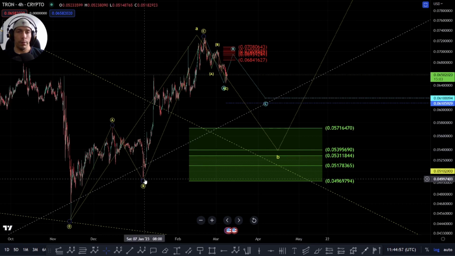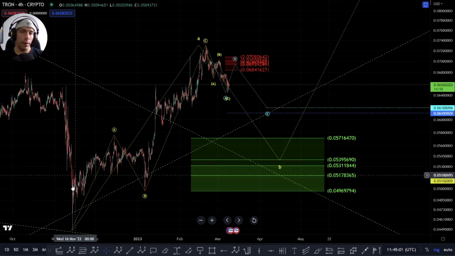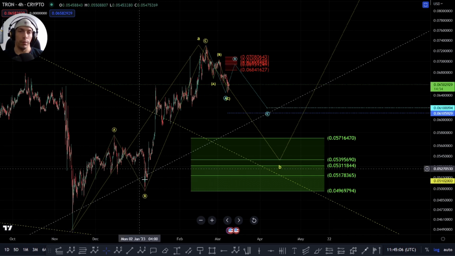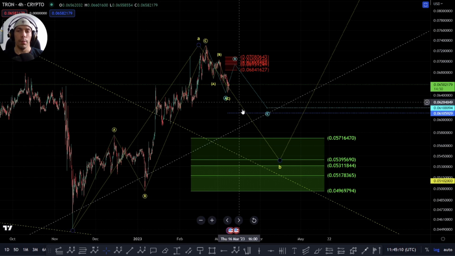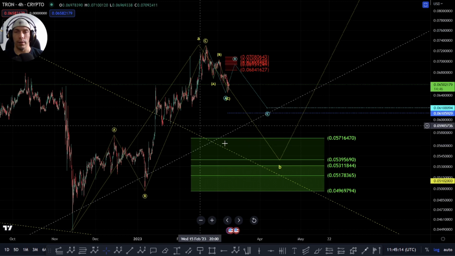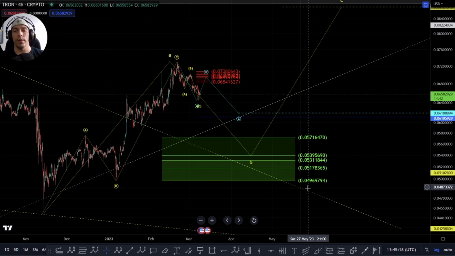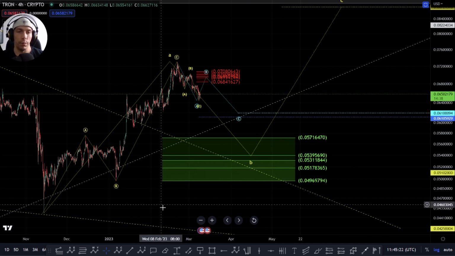So basically, the way I'm looking at this, because there's quite a lot of overlap within this structure, it is possible that we could have something in here like a diagonal where this becomes a 1, 2, 3, 4, and a 5 into here. But either way, what I want to see is a retracement back down into this zone. So the 05716 to the 0496 area, we're looking for this as a potential support zone.